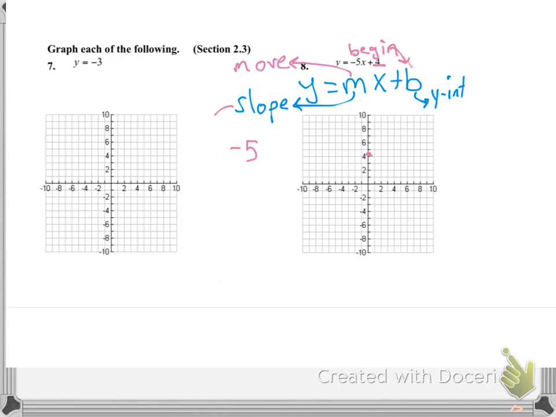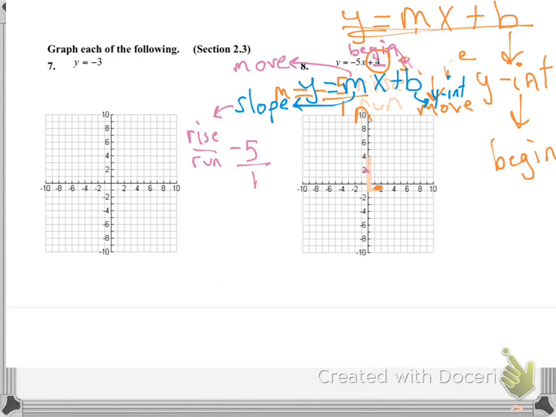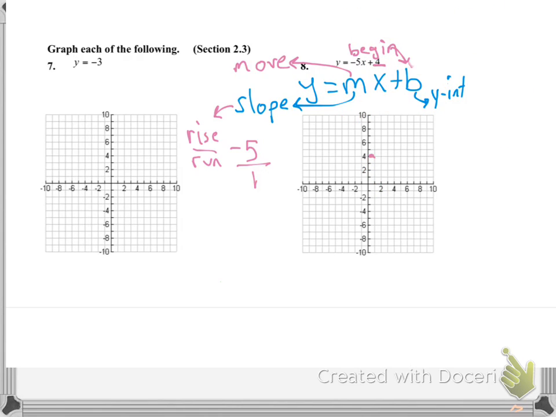Now when you think of slope, hopefully you think of rise over run. So I have my rise. I can make anything a fraction by putting it over 1. So what this tells me to do is from my B value, where I began, move -5 in the rise direction. Rise is up or down, so negative is going to go down. So I'm going to go down 5, and then a run of a +1. So there you can see where the other point will be. So I've got these 2 points, and I would simply draw my line through that.